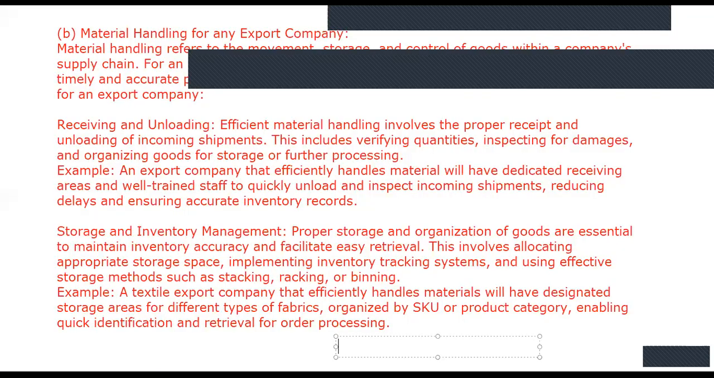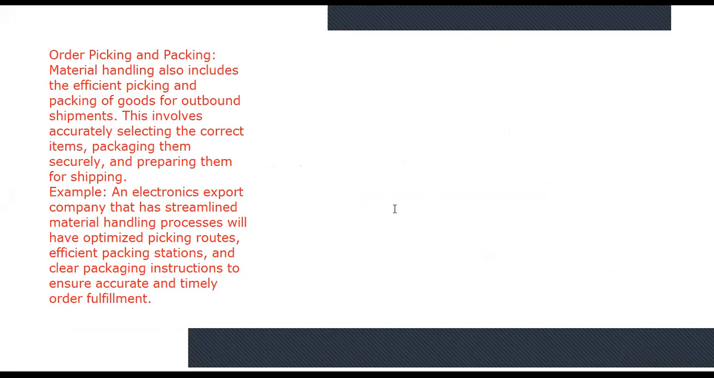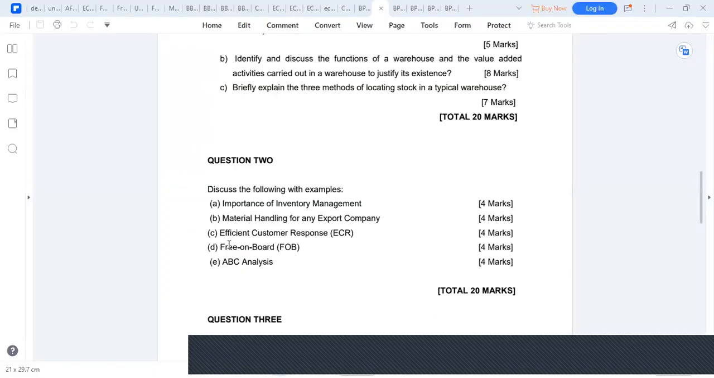So the third point would be order picking and packing. Material handling should also include the efficient picking and packing of goods for outbound shipments. This includes accurately selecting the correct items, packing them securely, and preparing them for shipping. For example, an electronics export company that has streamlined material handling processes will have optimized picking routines, efficient packing sessions, and clear packing instructions to ensure accurate and timely shipment. So these are the ways of handling materials for an export company.